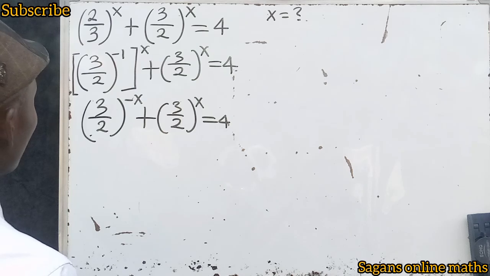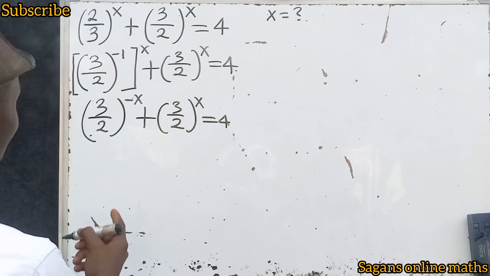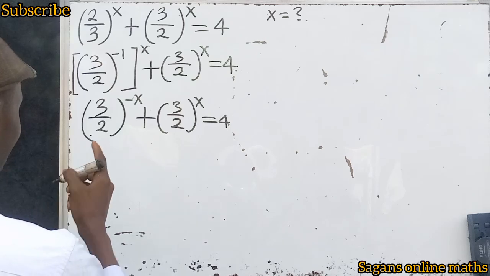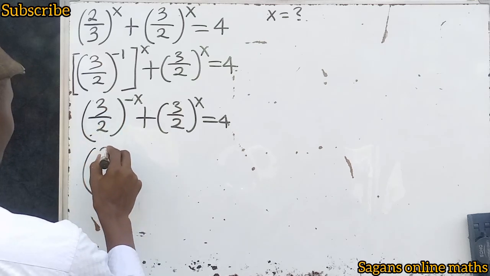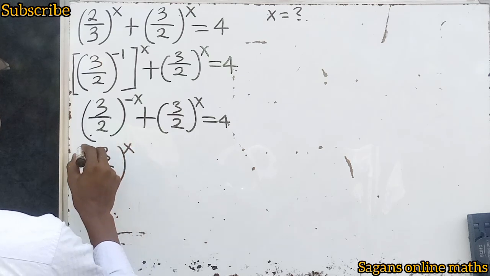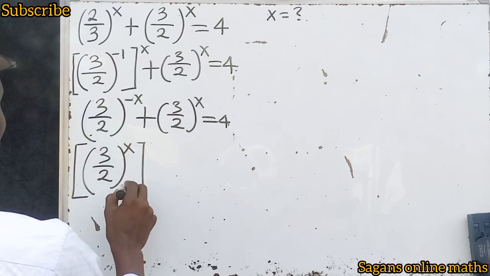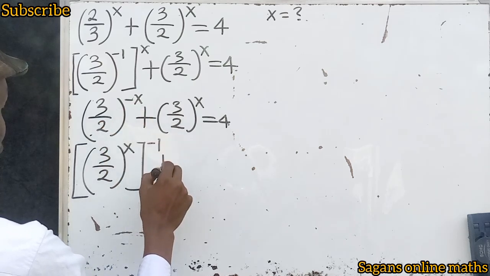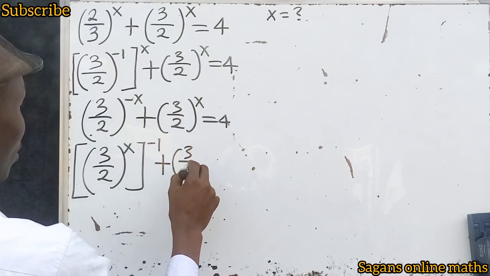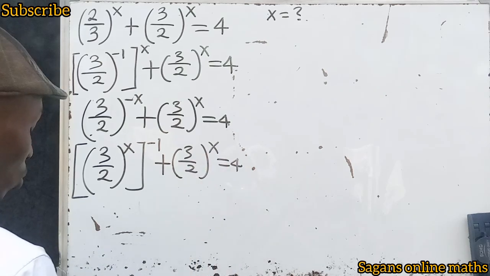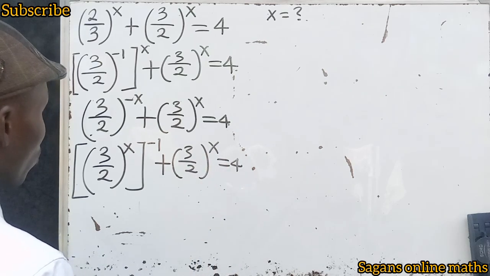Wow. You know that I can also do something very interesting here. Look at what I'm going to do. I can write this as ((3/2)^x)^-1, because x times minus 1 is the same as minus x. Then plus (3/2)^x equals 4.